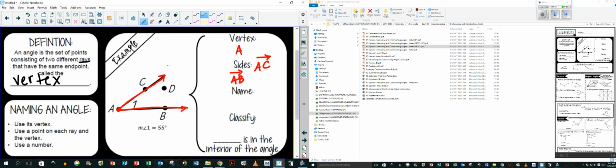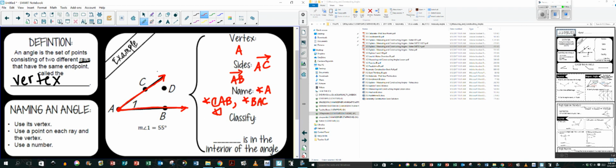All right, so how do we name it? Well, when you're naming it, you can use the vertex. So I could say this is angle A. I could use a point on each ray and the vertex. So I could also call this angle CAB. Or I could call it angle BAC. As long as the vertex is in the center, the order doesn't matter. Or I can name it if it's numbered. So I could also call this angle 1.